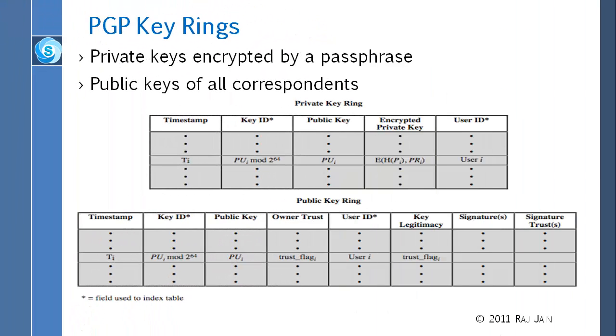We already talked about it. Basically, you maintain a table of keys, of all the correspondents: private keys encrypted by a passphrase, and the public keys of all the correspondents. You keep your own keys and their keys. It's like a key ring. And with your own key, you keep the timestamp, key ID, which is 64-bit, public key, private key, and your own ID, and similarly here.